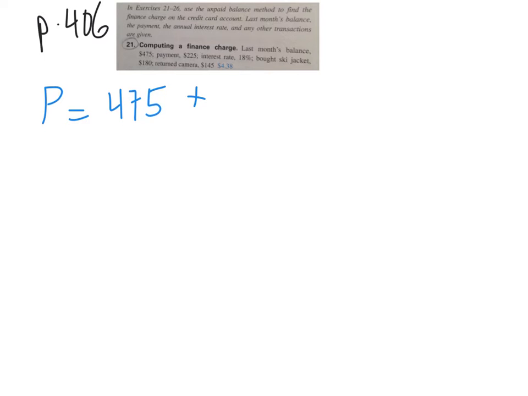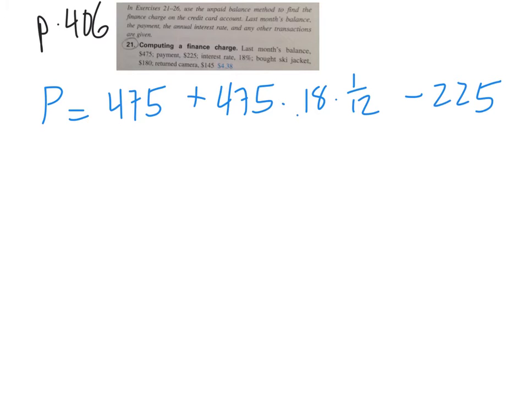The P is last month's balance, $475, times the R, which they say the interest rate is 18%, so that's going to be 0.18. And this is for 1 month, so it'll be times 1/12. So that's that finance charge that I told you on the last slide was important. Don't forget to add that on like I almost did. So we have last month's balance, we have the finance charge, which is the interest from last month, and now we'll keep going. Payment of $225, so we'll do a minus $225.